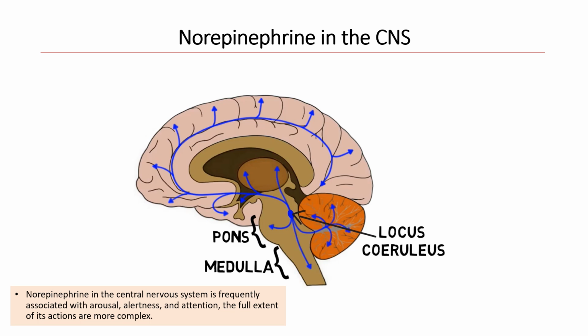Norepinephrine acts on G-protein-coupled receptors referred to as adrenergic receptors or adrenoceptors. And like any neurotransmitter, the actions of norepinephrine depend on the type of the receptor it activates and where that receptor is located. Although norepinephrine in the central nervous system is frequently associated with arousal, alertness, and attention, the full extent of its actions is more complex.